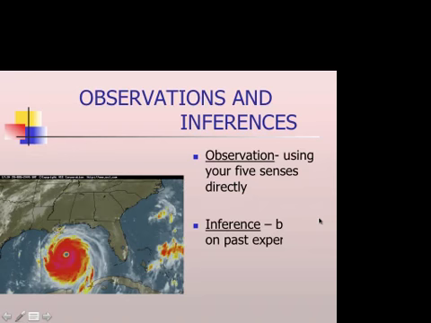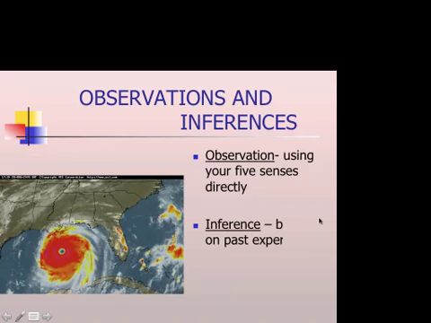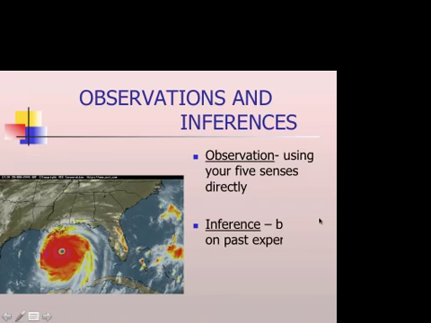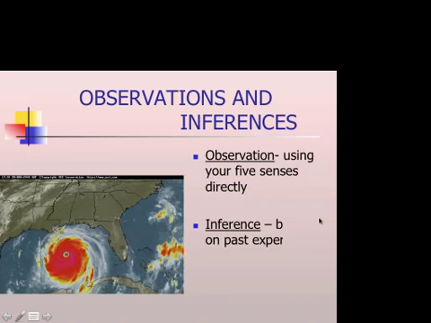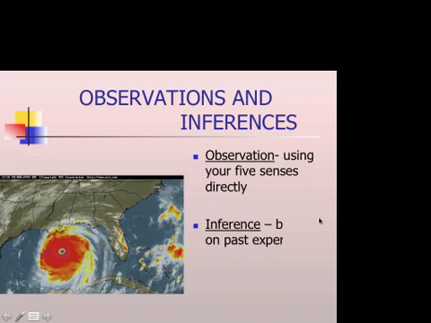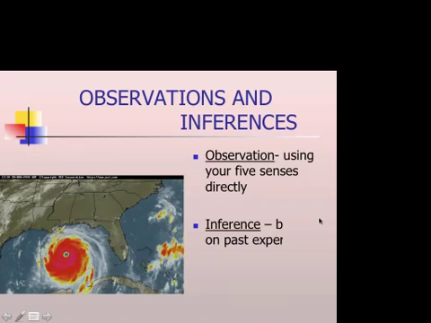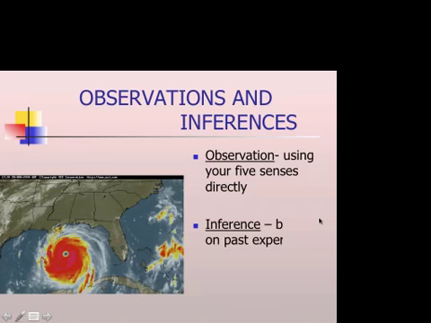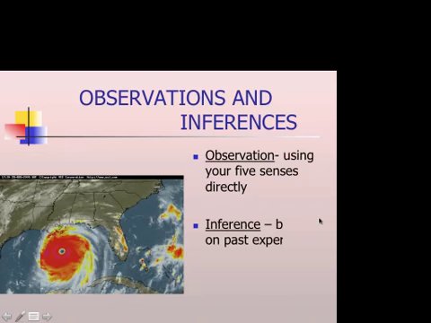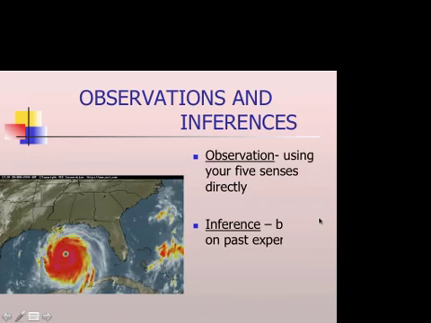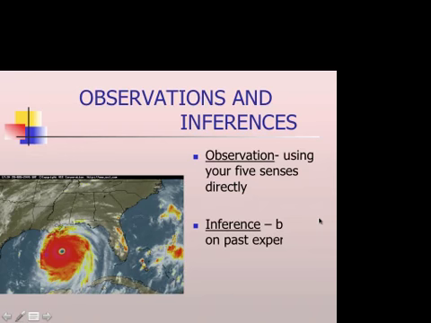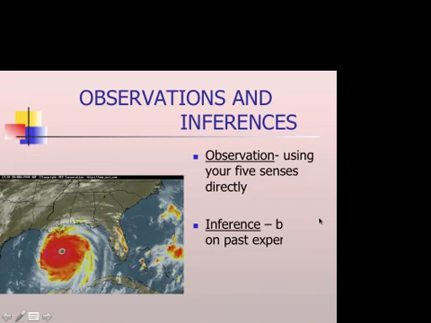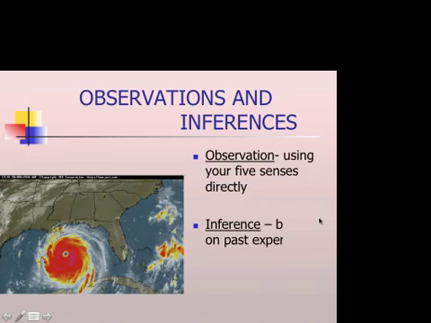Those are your observations. And then your brain very quickly takes your observations and tries to make sense of those observations, and that's called the inference. So an inference is when we're using our past observations to then draw conclusions about what we're seeing or what we're observing. And so that's the difference between an observation and an inference.